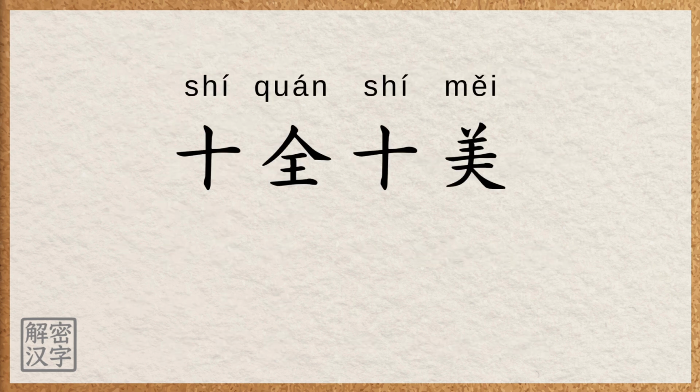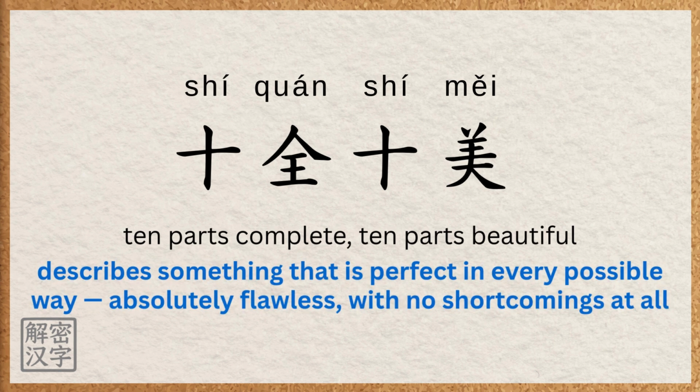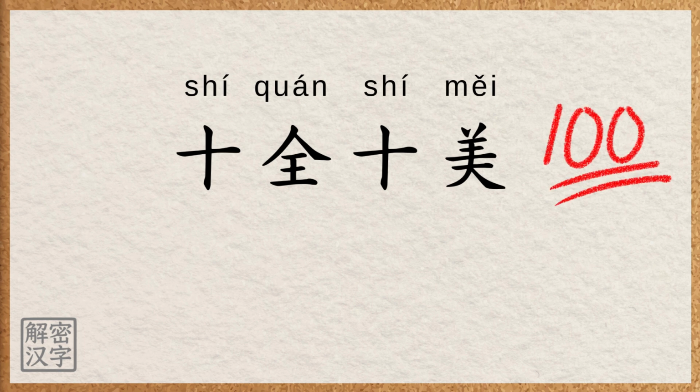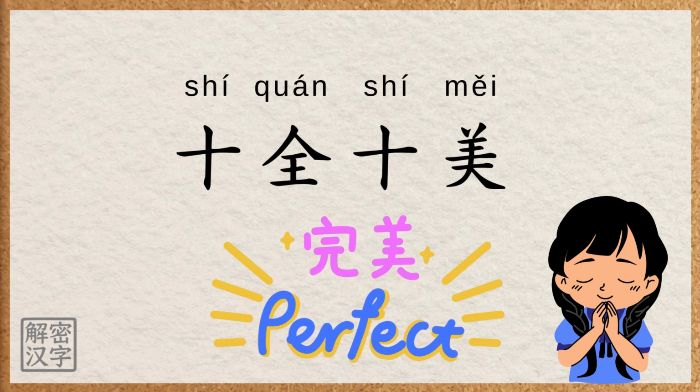Here's a beautiful idiom, 十全十美. That literally means 10 parts complete, 10 parts beautiful, and it describes something that is perfect in every possible way, absolutely flawless, with no shortcomings at all. In real life, 十全十美 is almost impossible to achieve. It's more of a beautiful ideal or wish.